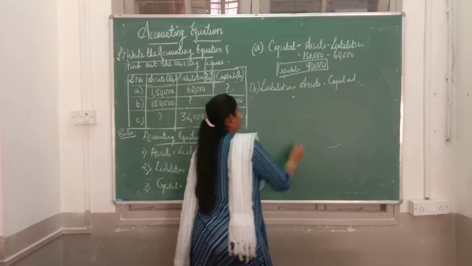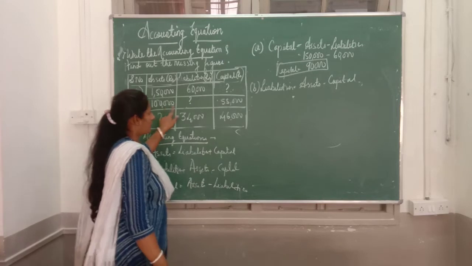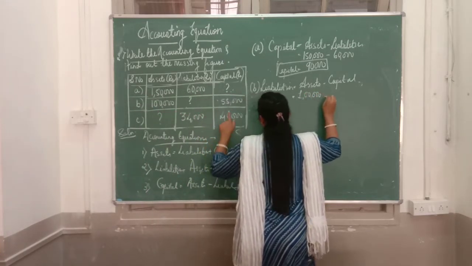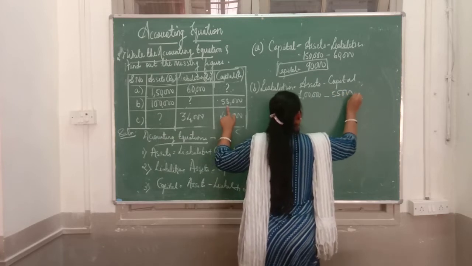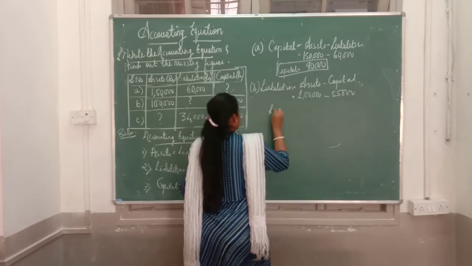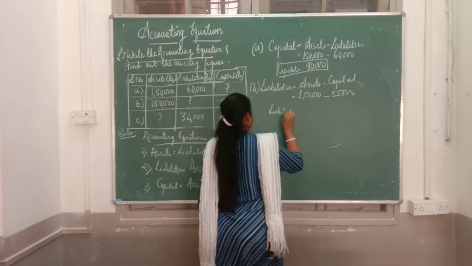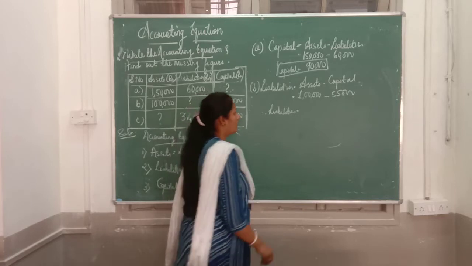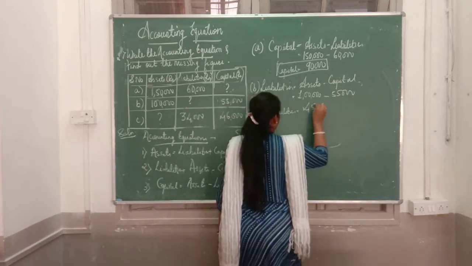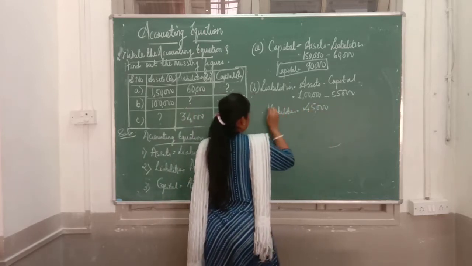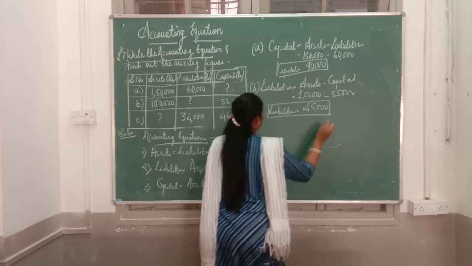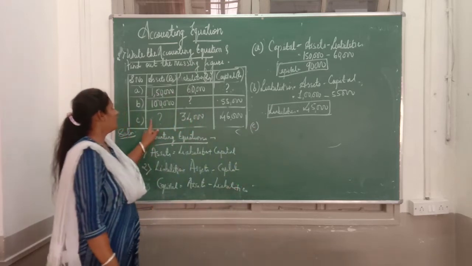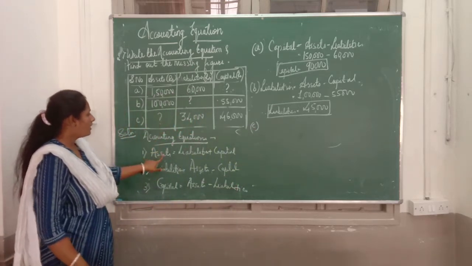Yes, so here how much is assets? 1 lakh. Right? And capital is 55,000. So therefore, liabilities is equal to 1 lakh minus 55,000 is 45,000. Right? Next, C. Here in C, what is missing? Assets. That time take assets formula.